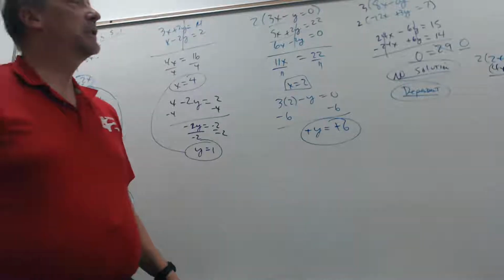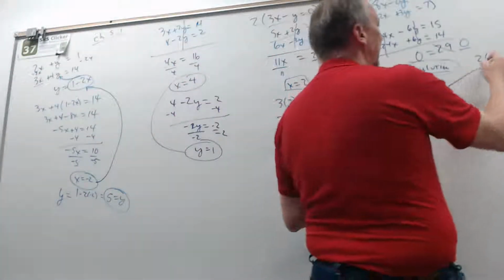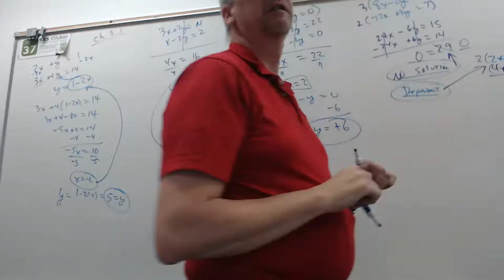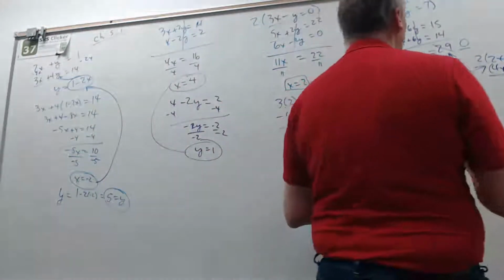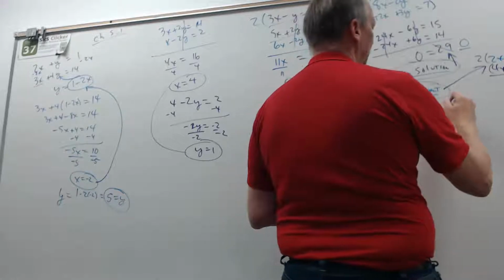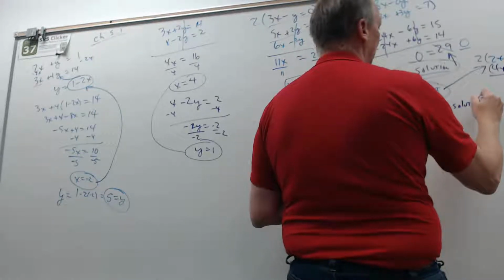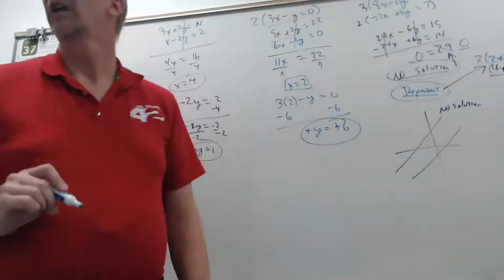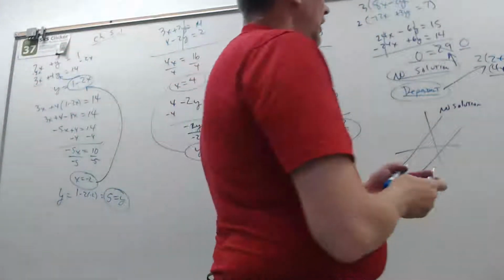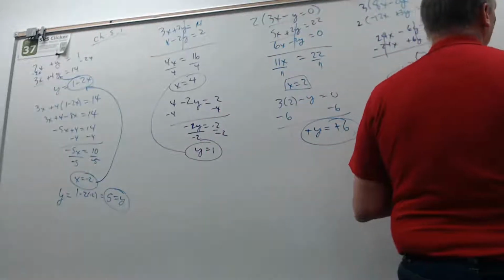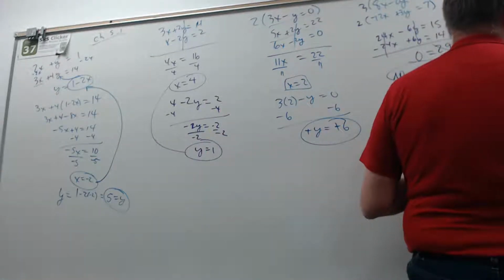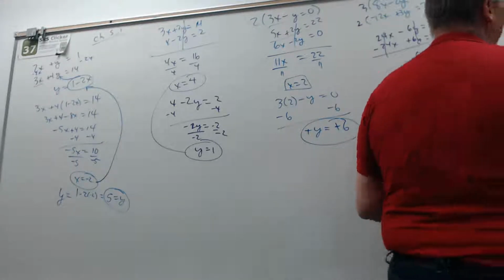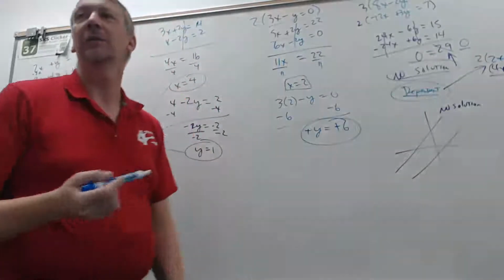Okay? So it's 0. So in this case, this is an example of a dependent situation. This is an example of no solution. Essentially, no solution, we're going to get to 0. No solution means you're going to have parallel lines. They never cross. Whereas for dependent, essentially you've got 2 lines that are exactly on top of each other. It's the same line twice, multiplied by 2.